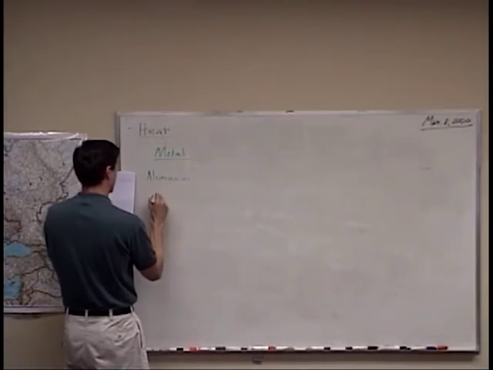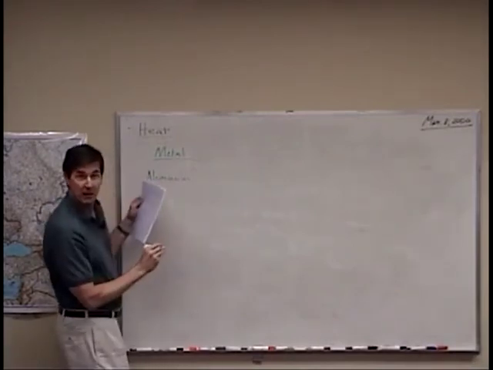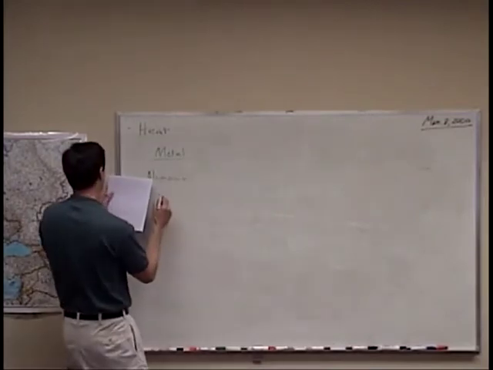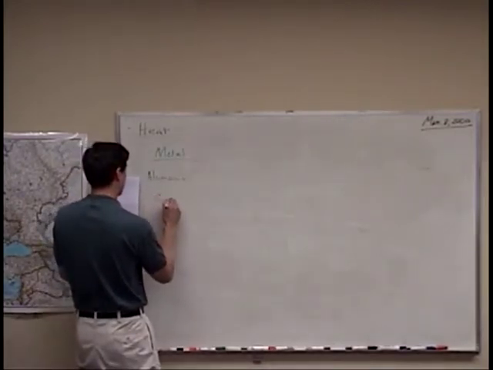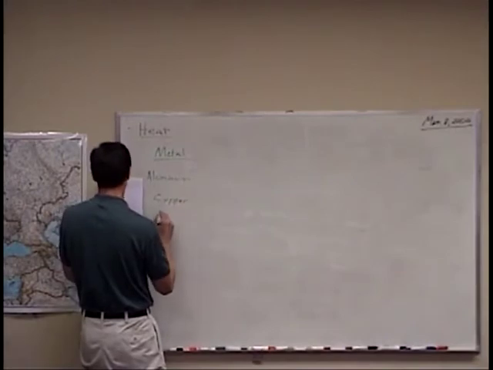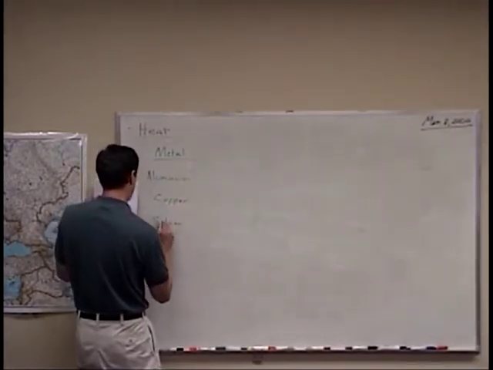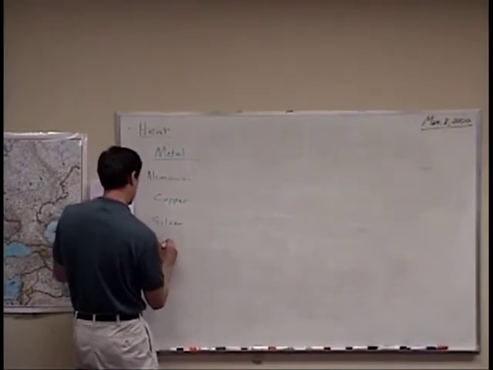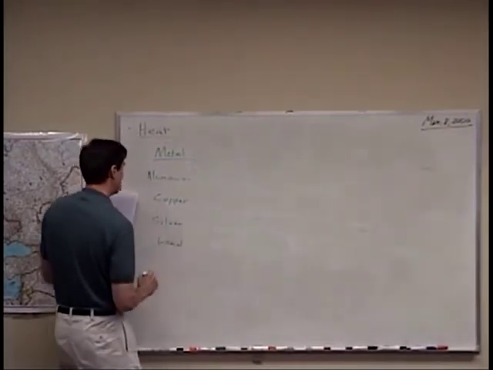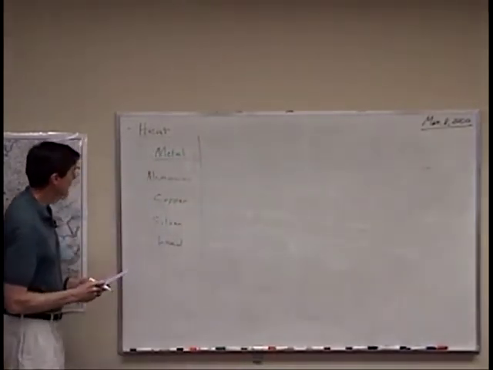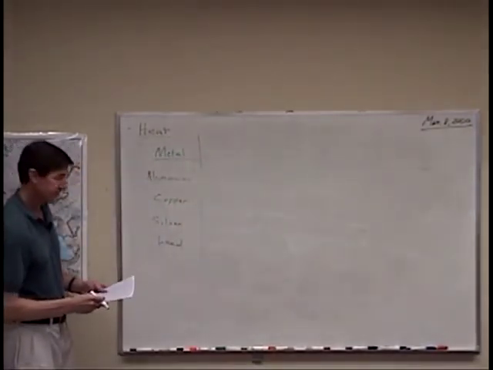How many are we going to look at? Excuse me? How many metals are we going to look at? Oh, 4. I could have extended this list, but I think 4 is good enough to make the point I want to make. So let me do aluminum, copper, silver, and lead.